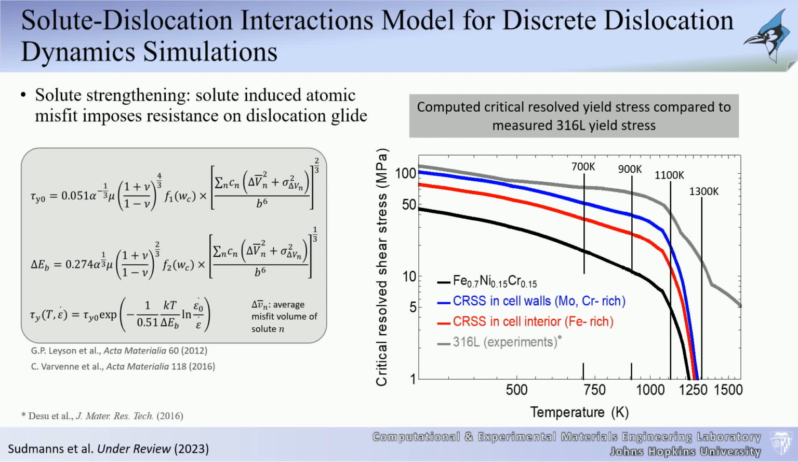Plug in your concentration, get data for the misfit volumes from your DFT calculations or some type of approximation, put it into your model, and predict what the critical resolved shear stress is at any point within your simulation volume. If you look at the cases of the concentration in the wall or the concentration in the cell interior, and you do this prediction of that critical resolved shear stress as a function of temperature, these are the two curves that you would predict. So the red represents the cell interior, the blue represents the cell walls themselves.